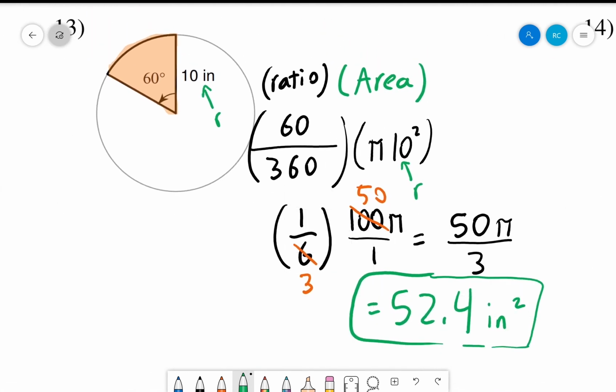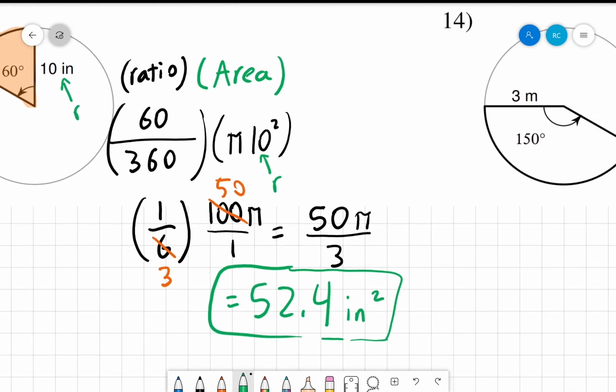So if you can find the area of a circle, you can find the area of a sector. If you can find the circumference of the circle, you can find the length of an arc. It just involves a little bit of division and a little bit of multiplication. We're going to do one more and then we're out of here.